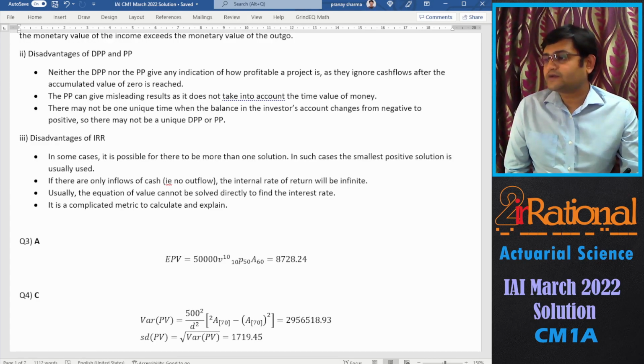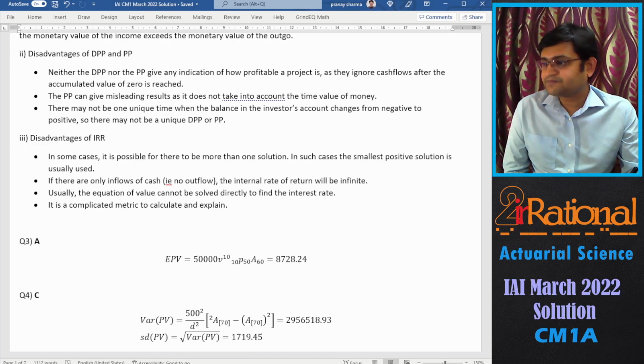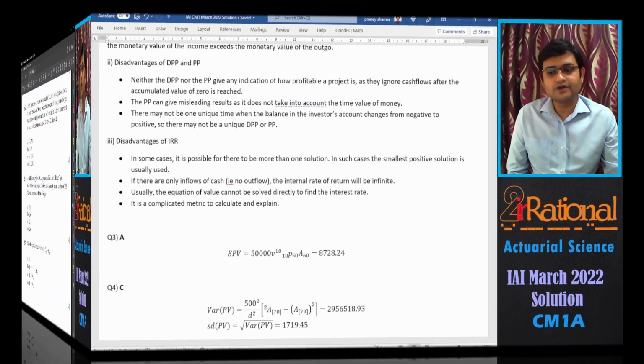Disadvantages of IRR. In some cases, it is possible for there to be more than one solution. In such cases, the smallest positive solution is usually used. If there are only inflows of cash, that is no outflows, the internal rate of return will be infinite. Usually, the equation of value cannot be solved directly to find the internal rate of return, and it is complicated metric to calculate and explain. So the question was very straightforward. Let's go to question number 3.